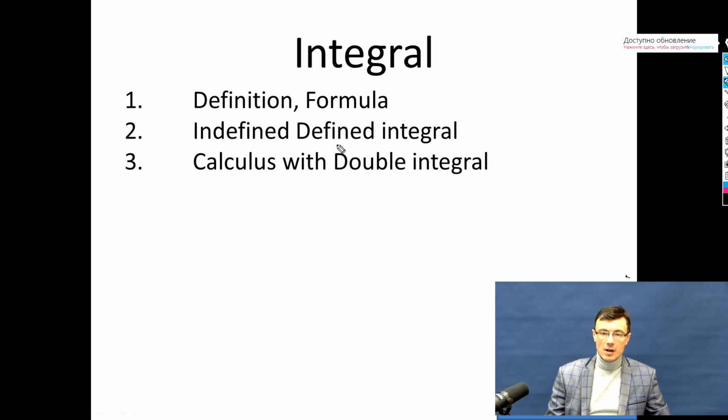Hello students, this lecture will be on integrals. We will cover the definition, the formula for calculating integrals, and then how to find the definite integral, the formula of the indefinite integral, and how to calculate double integrals.